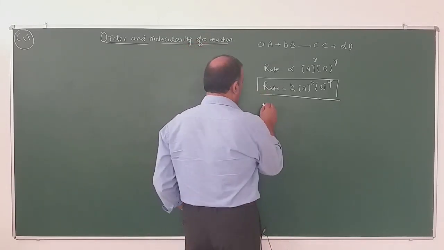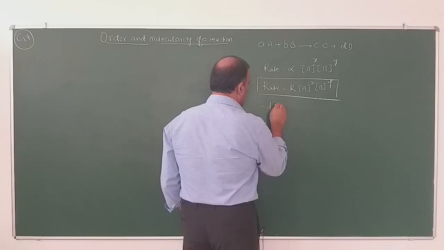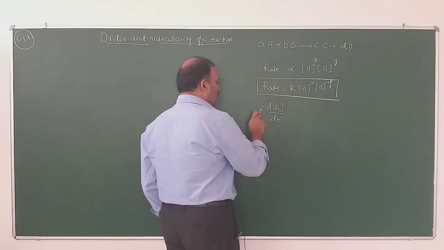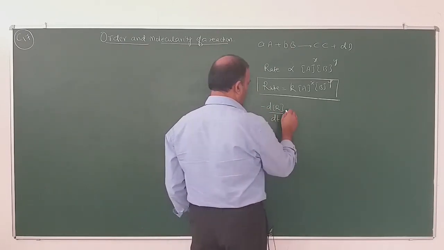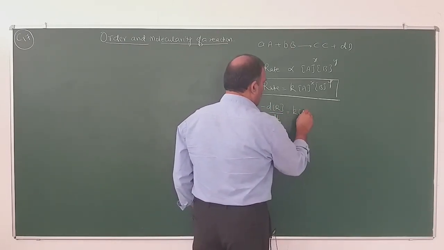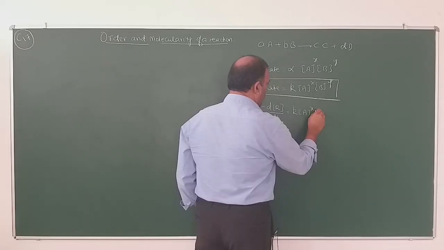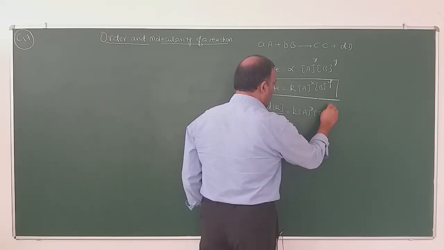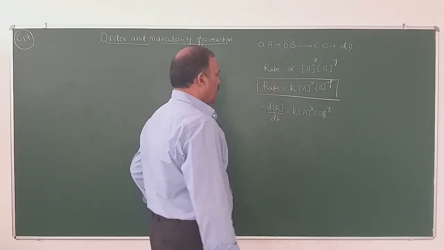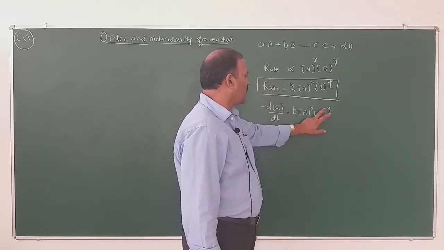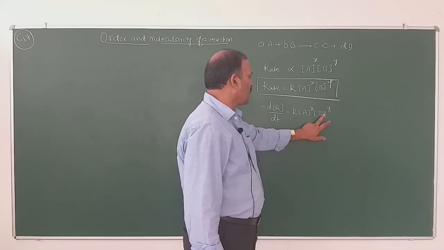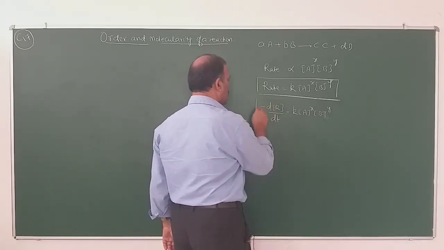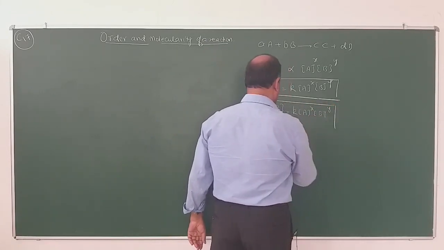So rate can also be denoted as minus d[R]/dt, that is decrease in concentration of reactant, is equal to K into concentration of A to the power of x, concentration of B to the power of y, where x and y are the exponents which are determined by the experiment. So this expression is also called rate expression.